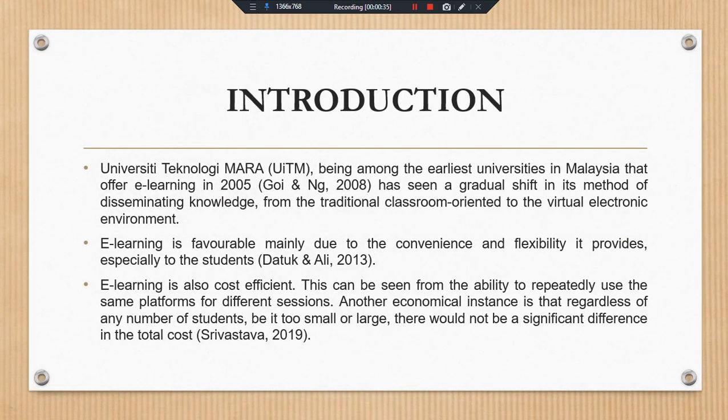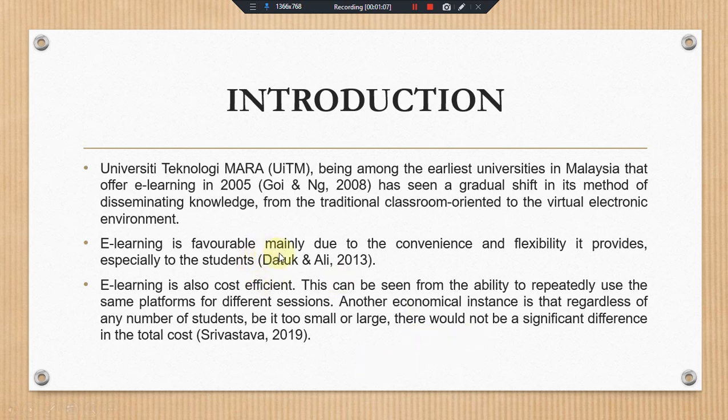As for the introduction, Universiti Teknologi MARA (UITM) is among the earliest universities in Malaysia to offer e-learning, in 2005. This is evident with the establishment of the i-Learn Centre of UITM, which is responsible to plan, strategize and manage the adoption of e-learning at the university level.